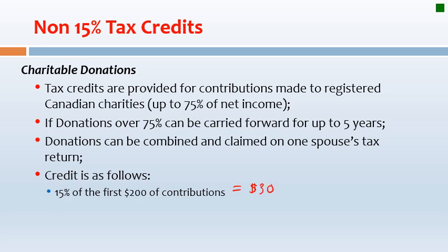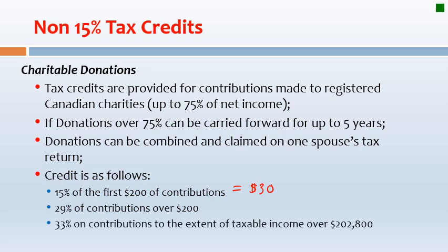So we do use the 15% inclusion rate here, but what happens is that contributions subsequent to that are included at 29%. Right? So any subsequent contributions would result in a larger credit using a 29% inclusion rate. And then what happens is that if a taxpayer has taxable income that is over the threshold for the highest federal tax bracket, they are entitled to a larger tax credit, which is a 33% inclusion rate on the base. So whatever donations you make, as long as your taxable income is above $202,800, then you will have a 33% tax credit, which you can apply against your taxes payable.